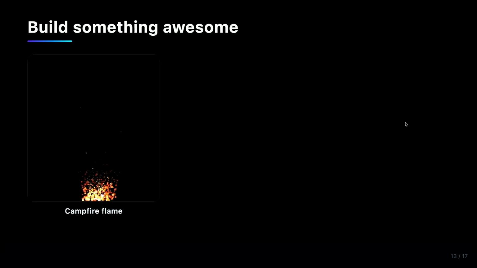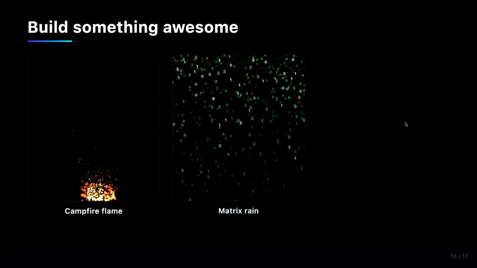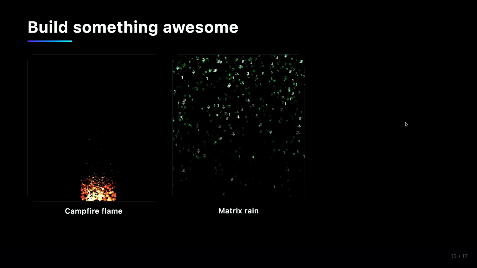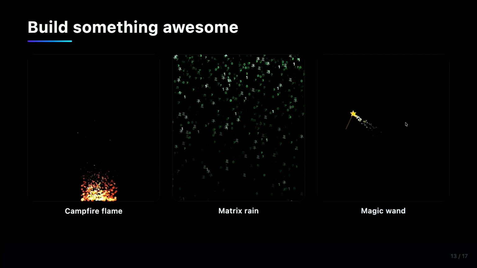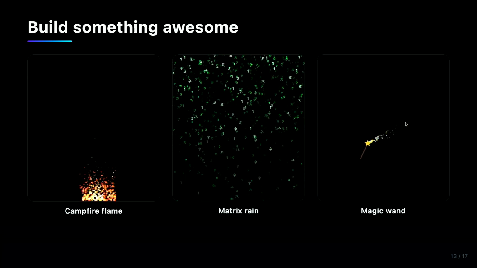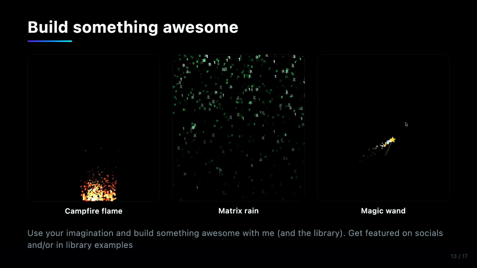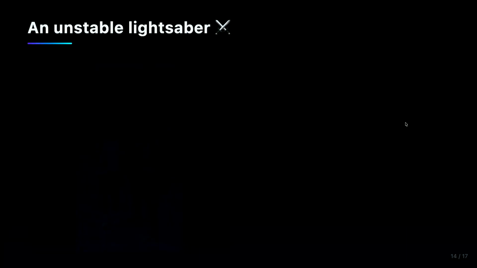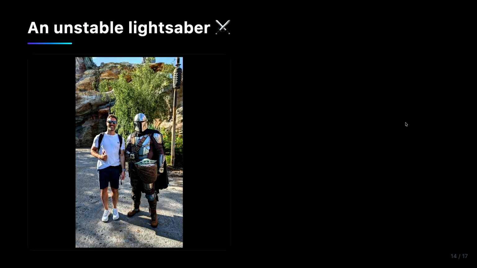So now a few examples just to inspire you, and this was all built with this library. There is a campfire flame, there is a matrix rain because we are all geeks, right? And magic wand, one of my favorites. I love the trace of those particles here. And since we are in Orlando, I was 2 days ago at Galaxy's Edge, which is fantastic. And I was thinking, how can I use my library to somehow show you the Star Wars theme?